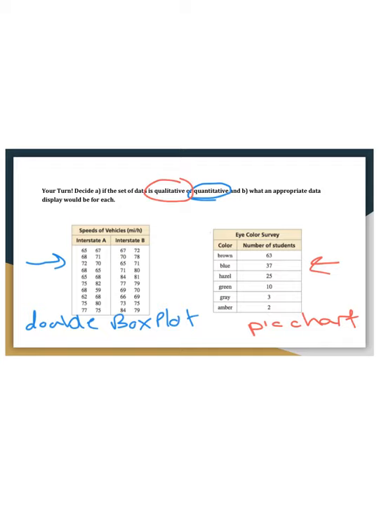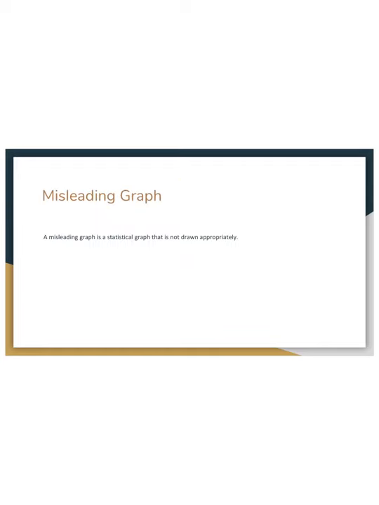A misleading graph is a statistical graph that is not drawn appropriately. So there's something that's wrong with it. Either the labels are off, or the axes maybe don't have a consistent scale, or it's drawn inverted so things may be decreasing instead of increasing. We're going to look at a couple different graphs and see if we can identify what about the graph is misleading and how that could lead people to interpret the graph incorrectly.